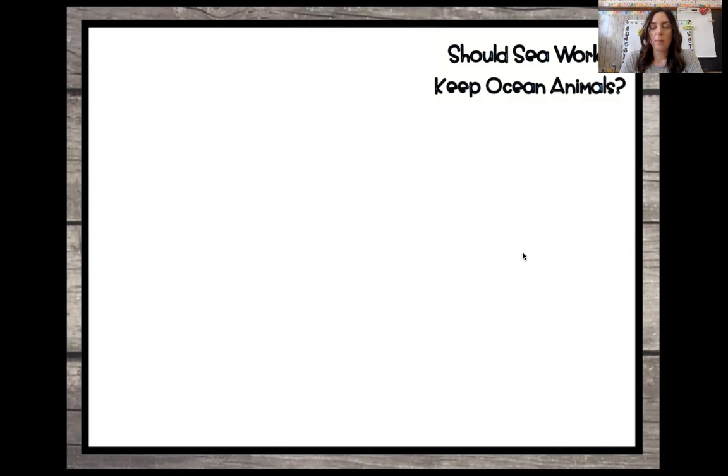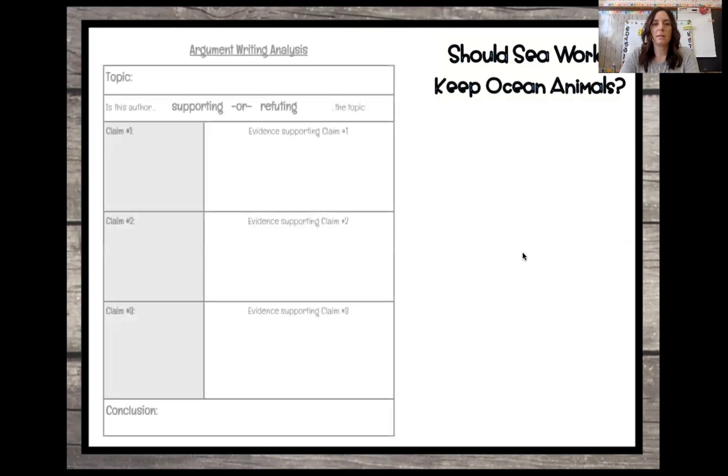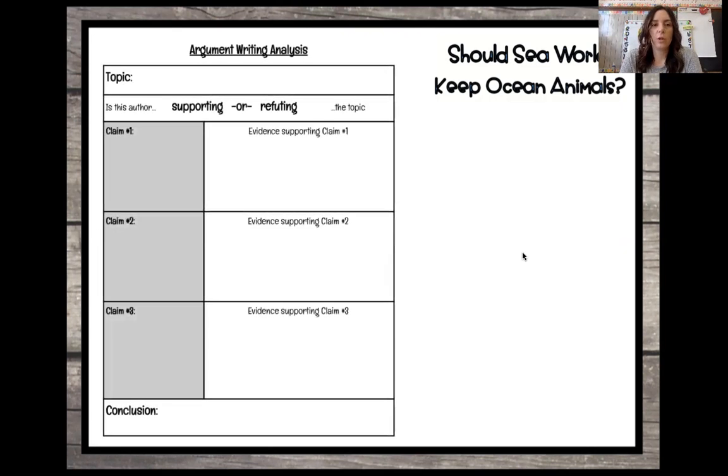Okay, guys, so remember that we are trying to look for information on answering the question, should SeaWorld keep ocean animals? And we are going to do that by analyzing the text, and we're going to look at the author's argument. So we're going to use this graphic organizer where it has the topic, and then we're going to decide if the author is supporting or refuting, which means going against the topic.